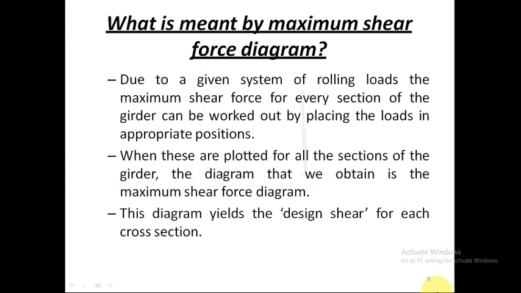For that, the maximum shear force for every section of the girder can be worked out by placing the loads in appropriate positions. By moving the load, we will try to find the shear forces and then locate which is the maximum shear force. When these are plotted for all the sections of the girder, the diagram that we obtain is the maximum shear force diagram. This diagram will give us the design shear for each cross section. This design shear will be helpful in RCC design.